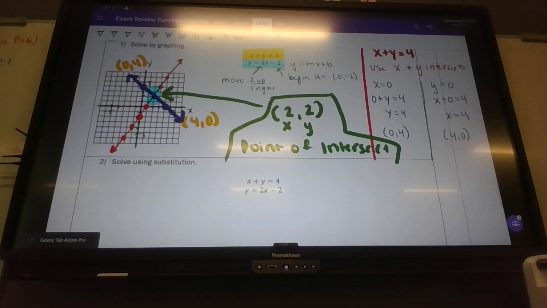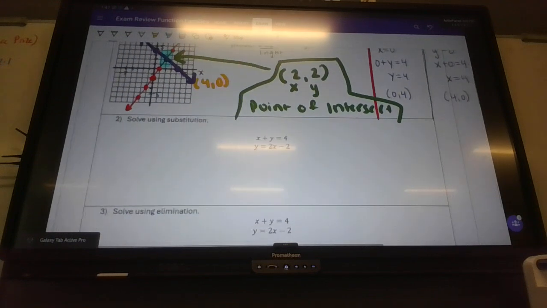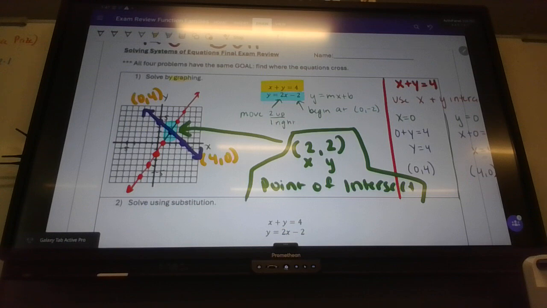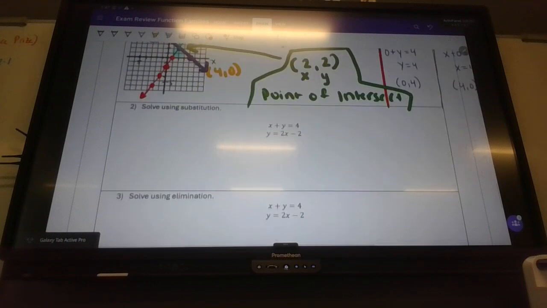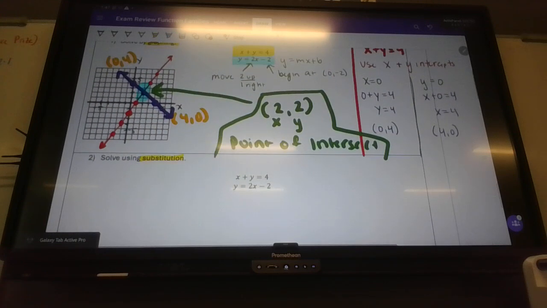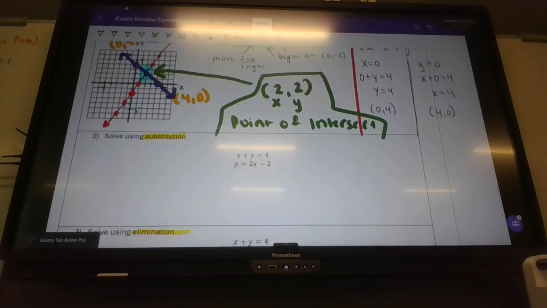All right, we are going to do that again, but without graphing. So, what did I say here? Yeah, we're doing 1 through 3, maybe. We might just stop at number 2. Notice the first one says solve by graphing. This one says solve using substitution, and this one says solve using elimination. Same equations though, so multiple methods of doing the same thing. So, substitute means to replace, right?